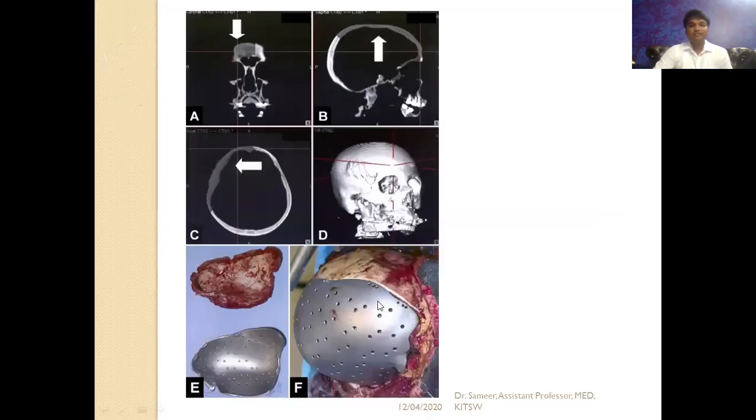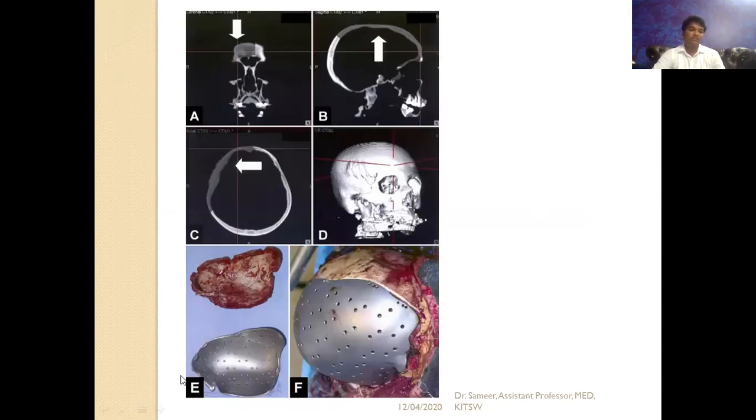So we can see this is the representation of the cranial implant. The 3D section of the patient's skull was taken. This figure A shows the CT scan images A, B, C. Then the 3D model was generated using the CT scan files in the CAD system, and this missing section was developed.